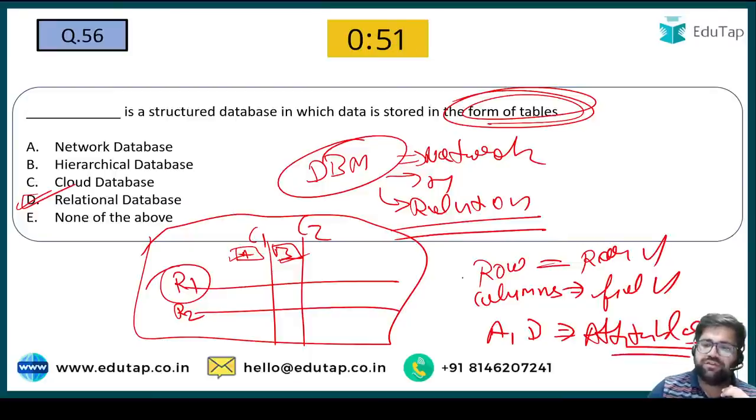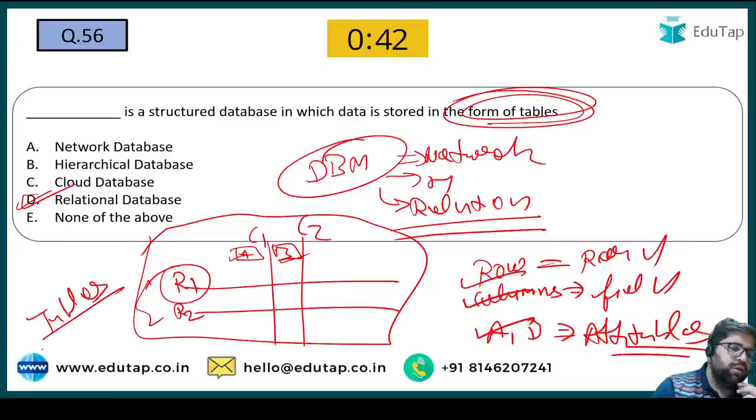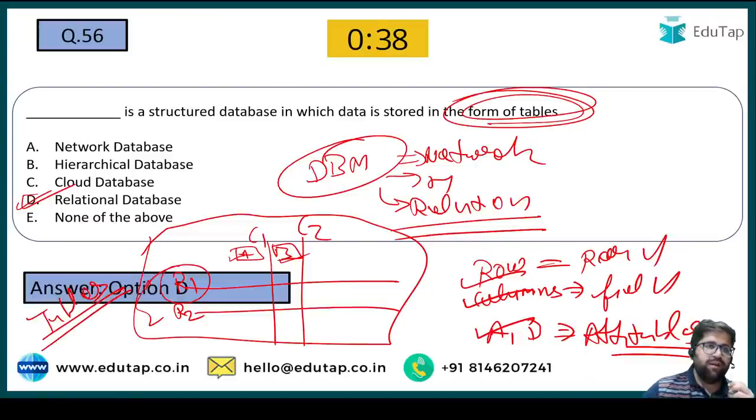Okay, please remember this: rows, columns, attributes. Attributes are the headings of your columns. Also remember, rows are also known as tuples. Okay, so I hope I have told you as much as I could about database management systems.